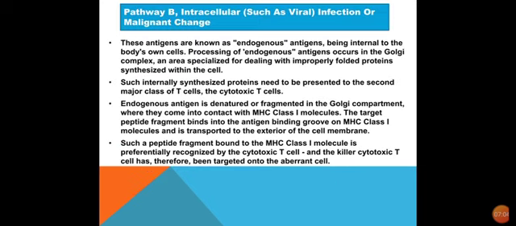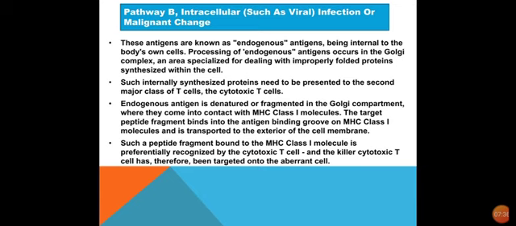Pathway B, intracellular, such as viral infection or malignant change. These antigens are known as endogenous antigens, being internal to the body's own cells. Processing of endogenous antigens occurs in the Golgi complex, an area specialized for dealing with improperly folded proteins synthesized within the cell. Such internally synthesized proteins need to be presented to the second major class of T cells, the cytotoxic T cells.